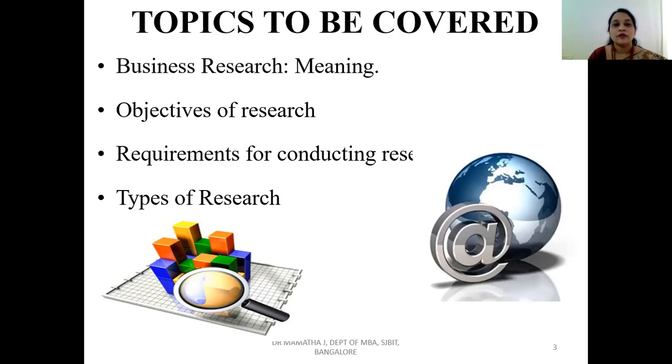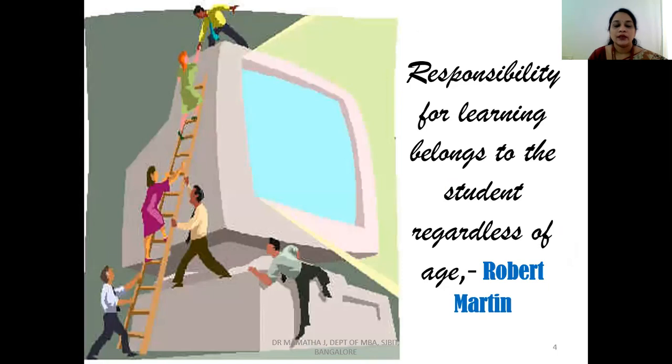Further, to start with the initial thing, I am going to give you a quote. This slide says, responsibility for learning belongs to the student regardless of age. Learning doesn't depend on age. Learning is a lifelong process. Keep on learning. This is a quote given by Robert Martin. Students have the responsibility of learning, whatever the platform, either offline or online.